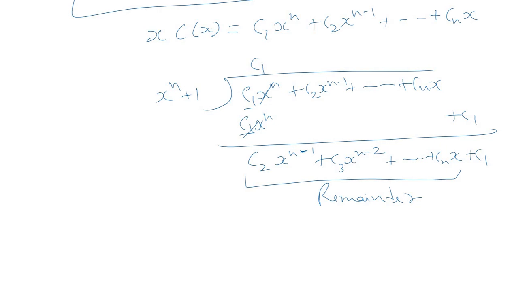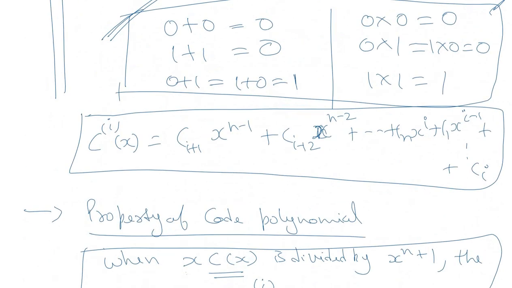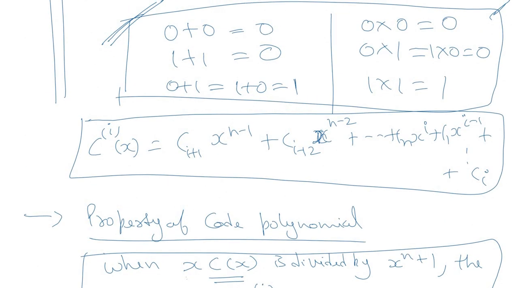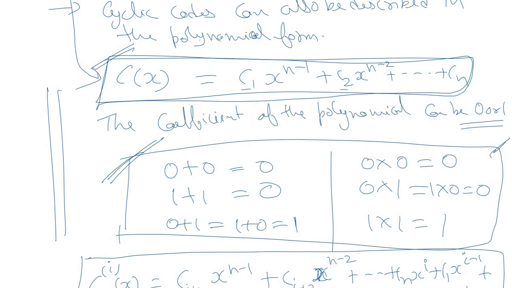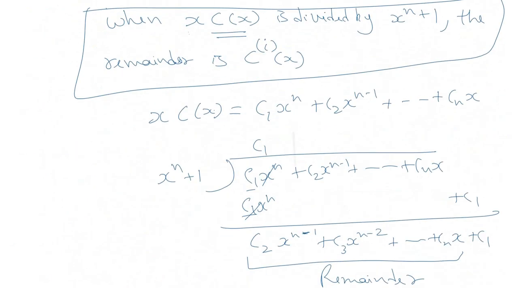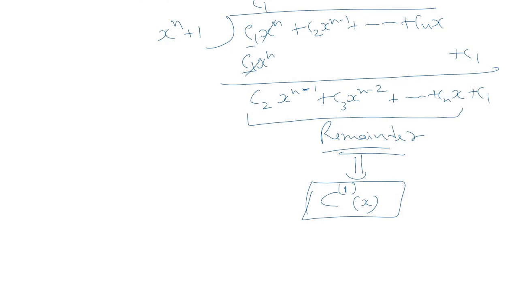And if you clearly analyze this remainder, what is this? This remainder is nothing but C1 of x, right? If you compare it with Ci of x, that means c of x shifted by i places gives you this, and clearly we can see that this is nothing but c of x shifted by one place cyclically, right? So this is nothing but equal to C1 of x.